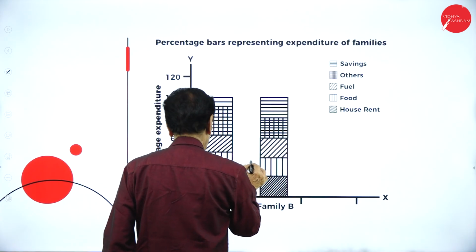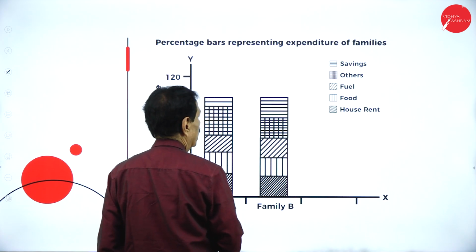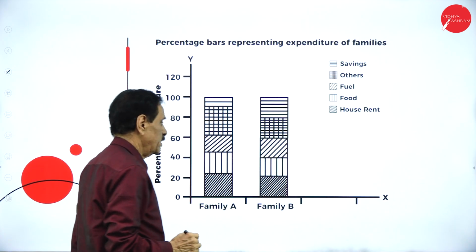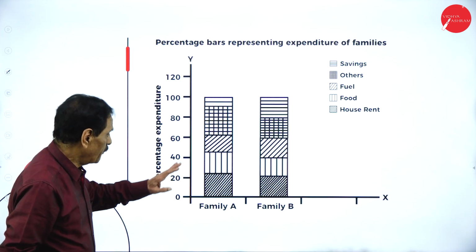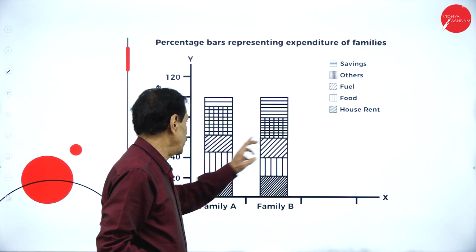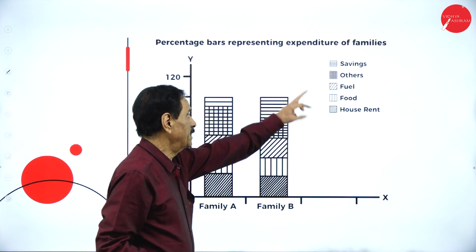Here 20, then 42 is the food. So we add the cumulative saving. Totally it is 100. So we have represented the marks. Here house rent is like this: food, fuel, others and saving.